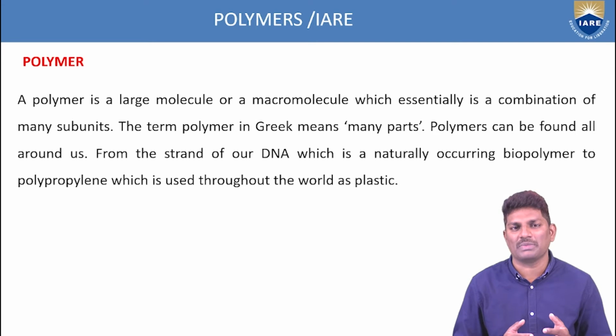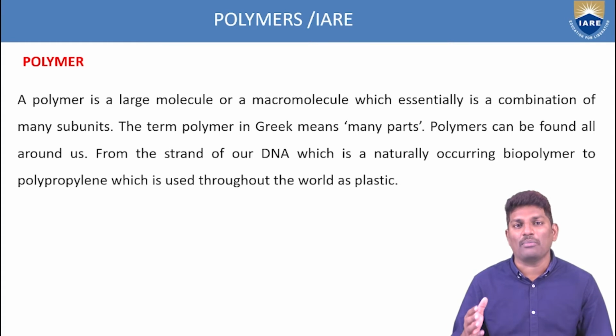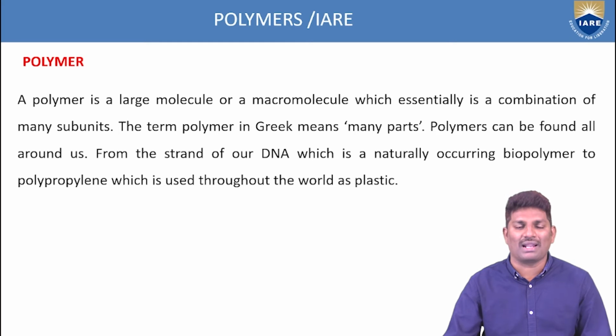What is happening in polymers is that it is a combination of different elements. If you combine different elements together, it is referred to as a polymer. Depending upon the properties or the applications, we incorporate different types of other elements to form a single element in order to get a polymer. So a polymer is a large molecule or a macromolecule which is essentially a combination of many subunits. That refers to a polymer.